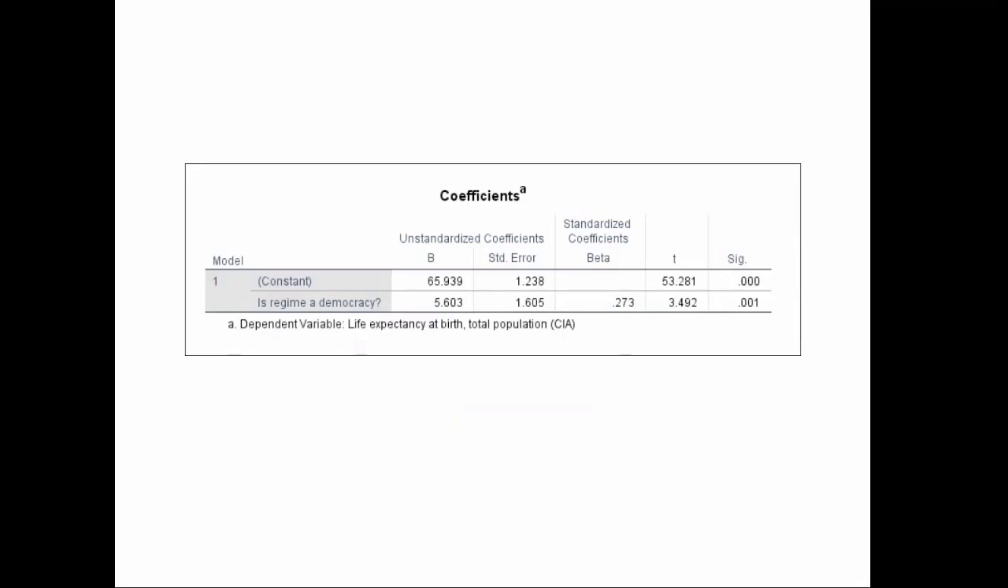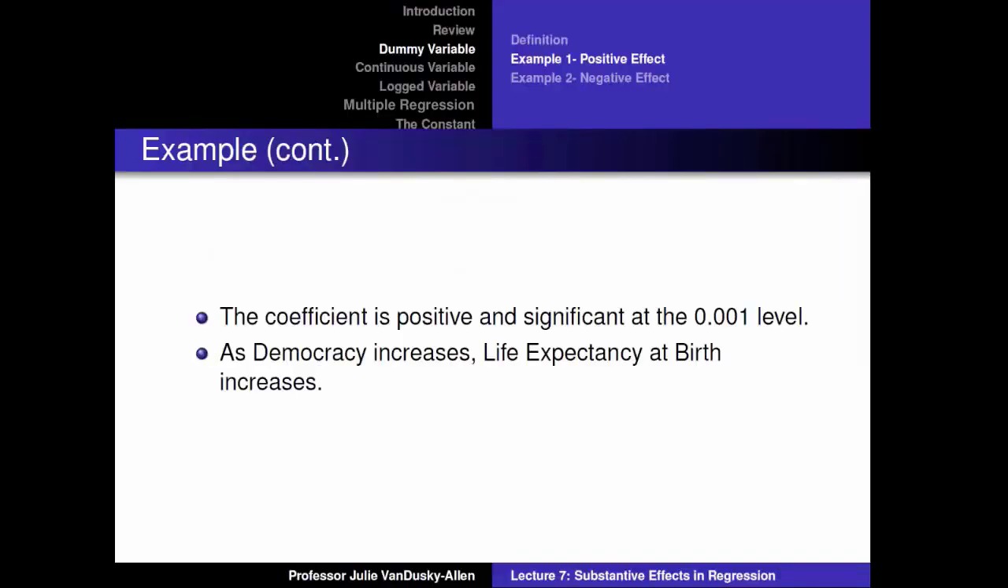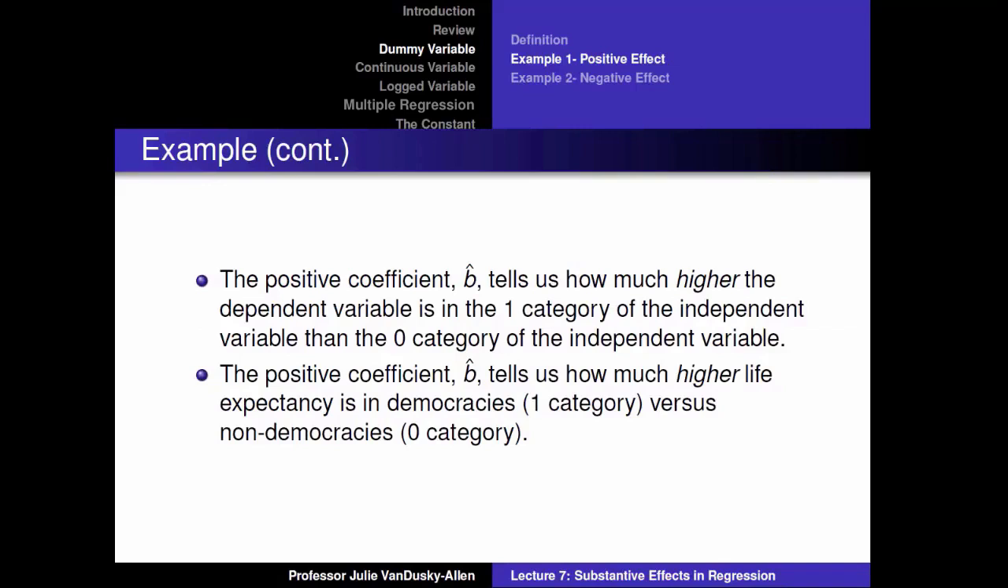Here are the results of the analysis. The coefficient is positive, as expected, and the SIG value is 0.001, which is less than 0.002, indicating the coefficient is positive and significant at the 0.001 level. You have support for your hypothesis. As democracy increases, life expectancy at birth increases.